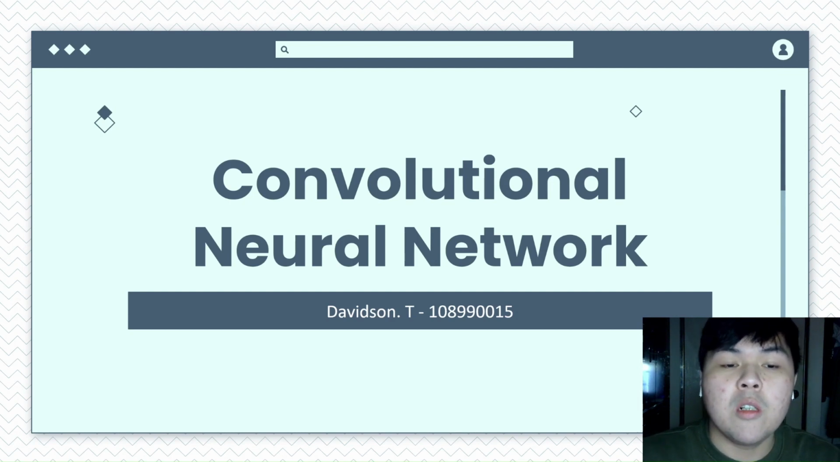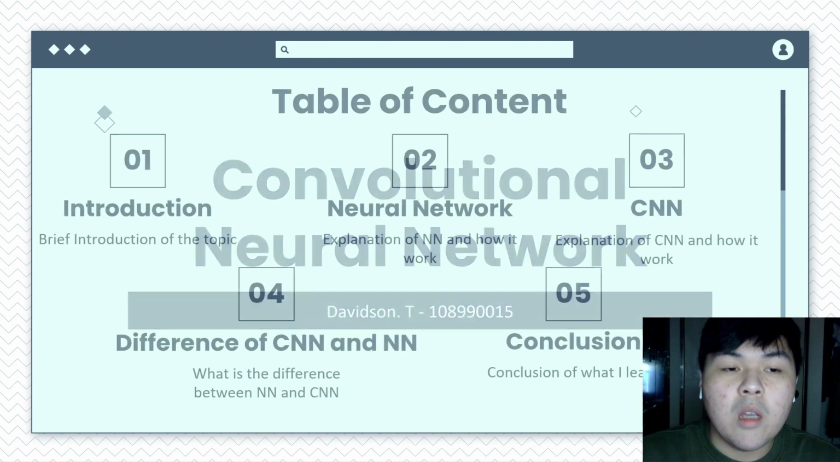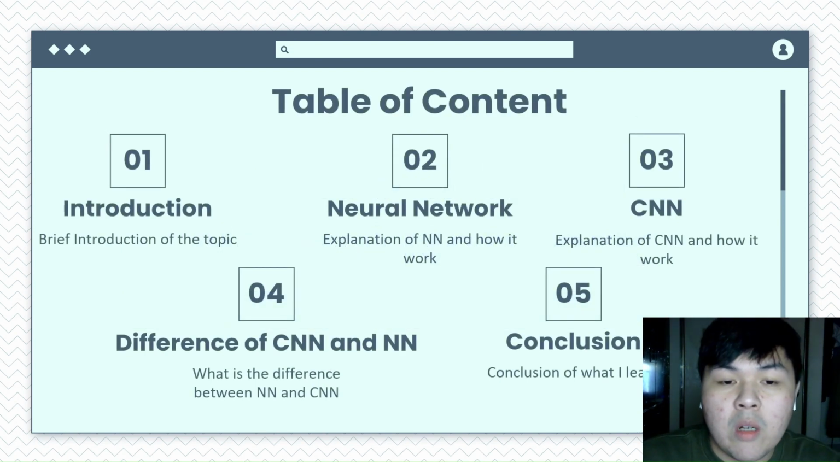In this video, I want to present an interesting topic that I learned, which is convolutional neural network. I will also explain why it is different when we compare it to classic neural network. This is the table of contents of what I will present: a brief introduction of the topic, an explanation of neural network and how it works, an explanation of CNN and how it works, the difference between neural network and CNN, and lastly the conclusion.